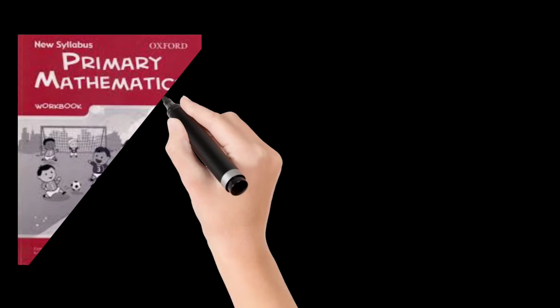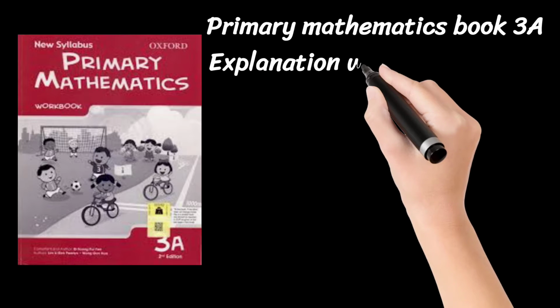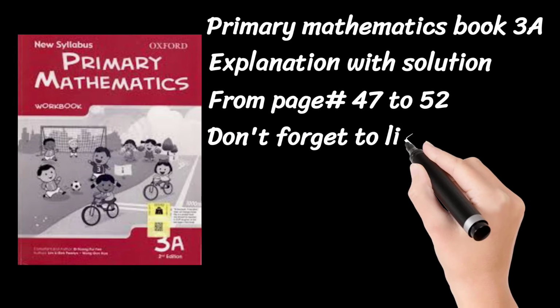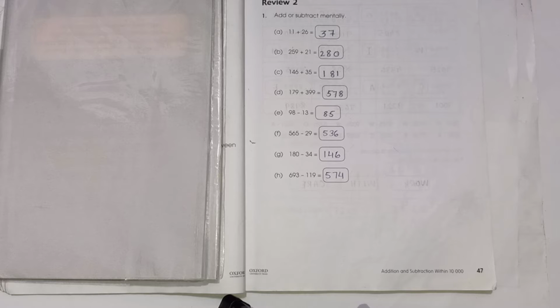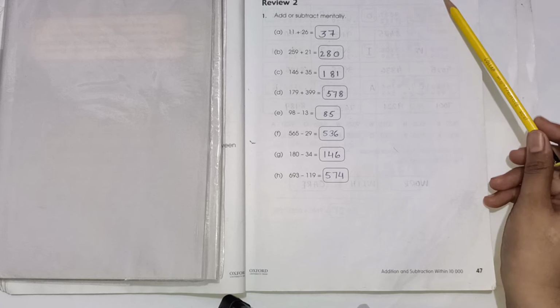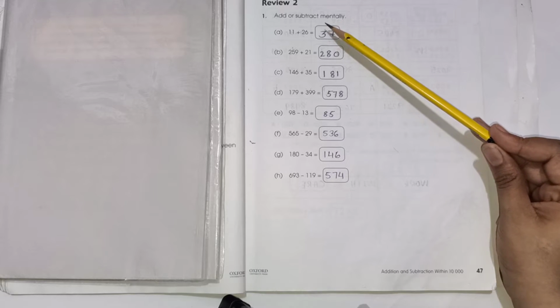Your book is Primary Mathematics, Book 3A. You can see the picture. Explanation with solution from page number 47 to 52. Page number 47 of our chapter number 2, workbook 3A. So first you have to write your name, class and date. This is your review 2. So let's start.